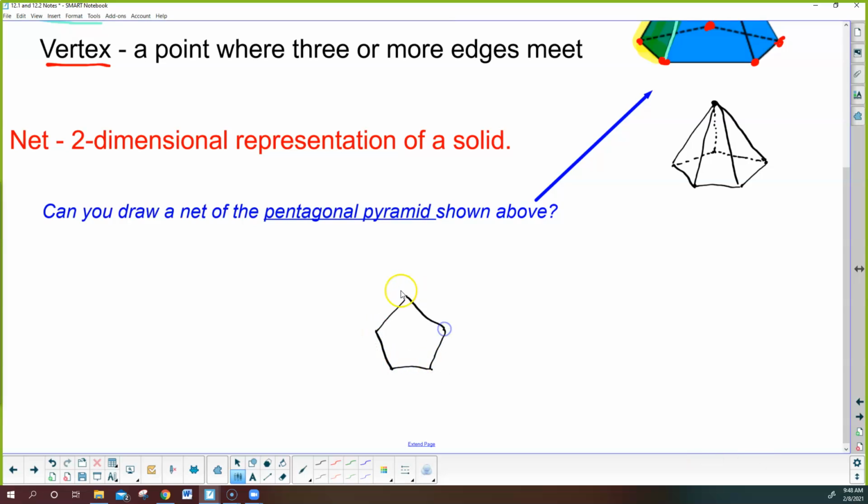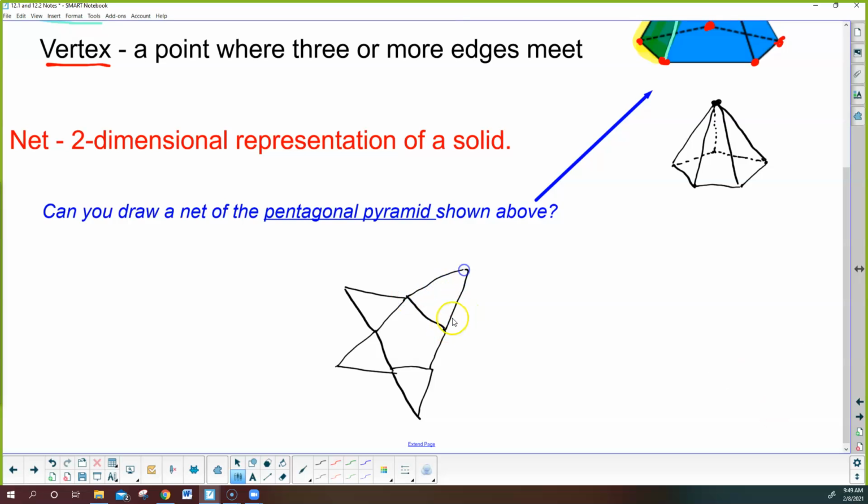And I make my pentagon. Now, the way that I'm drawing this is not the only way. But what if I took this vertex and I laid each triangle down on its side? So I would lay this one down over here. And then I would lay this triangle down. We should do our best to make sure that these triangles are all congruent.